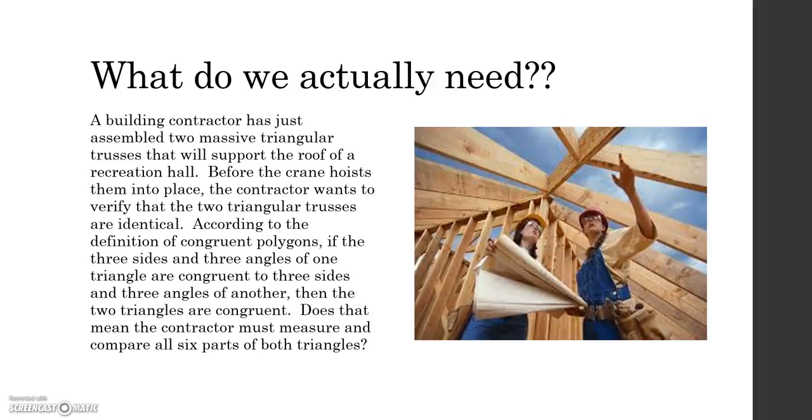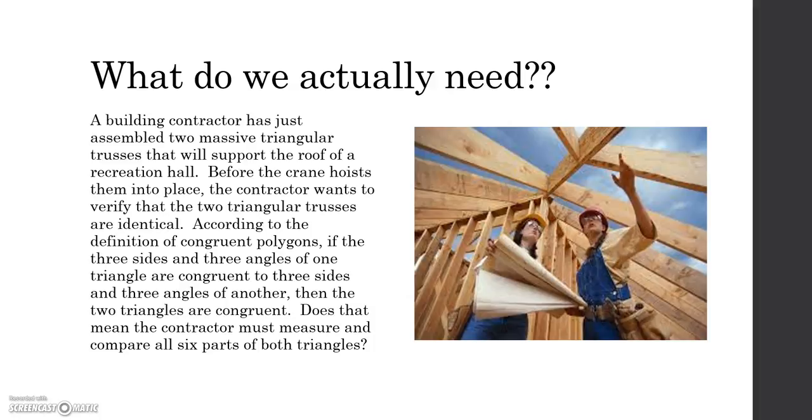Okay, a building contractor has just assembled two massive triangular trusses that will support the roof of a recreation hall. Before the crane hoists them into place, the contractor wants to verify that the two triangular trusses are identical. According to the definition of congruent polygons, if the three sides and three angles of one triangle are congruent to three sides and three angles of another, then the two triangles are congruent. Does that mean the contractor must measure and compare all 6 parts of both triangles?